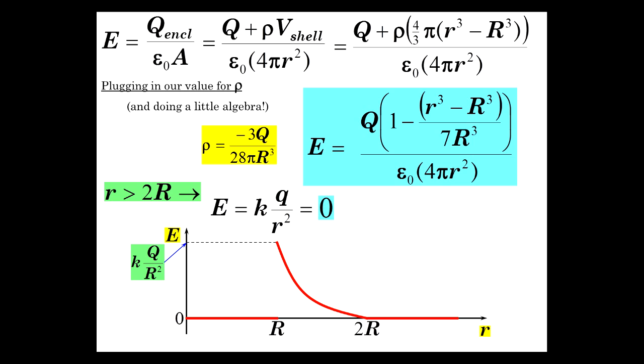No charge enclosed. So back to this formula. When r is 2R, that's when it goes to 0. So if this is 2R, we have 8R cubed minus R cubed is 7R cubed. 7R cubed over 7R cubed is 1. 1 minus 1 is 0. And indeed, that's consistent with our plot here.